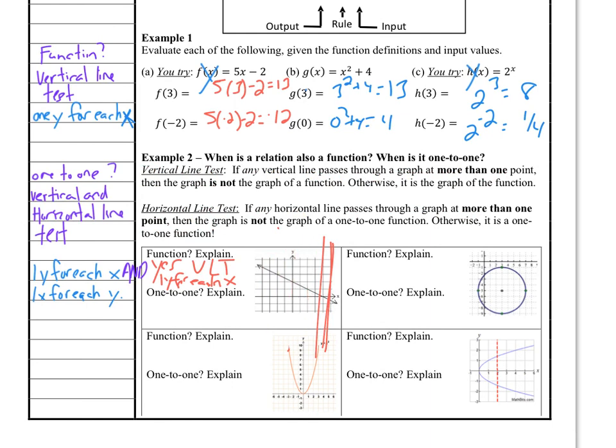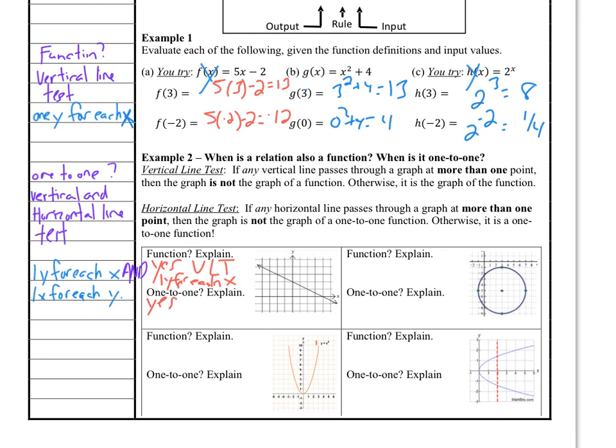I should erase them for you. So we do the horizontal line test as well as the vertical line test. You can see that when I draw my horizontal line across, no matter where I go across, it crosses the vertical line once. So it is a one-to-one relationship. So it is yes.